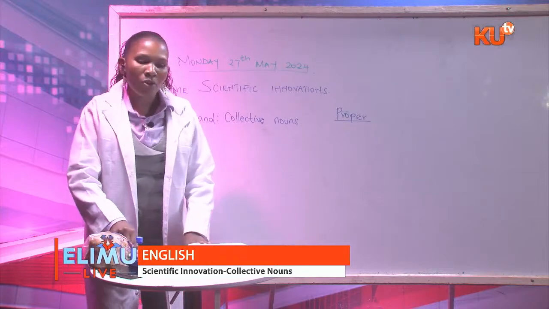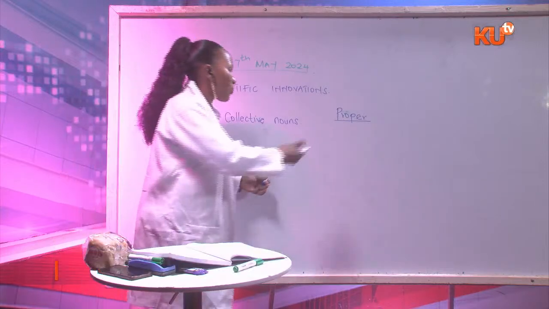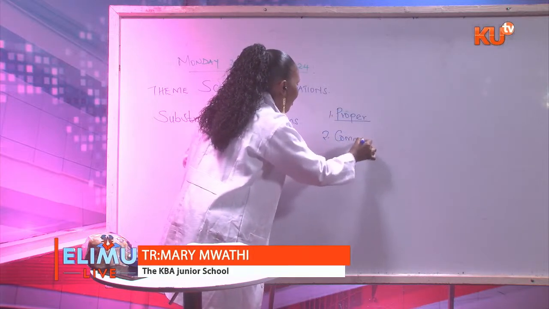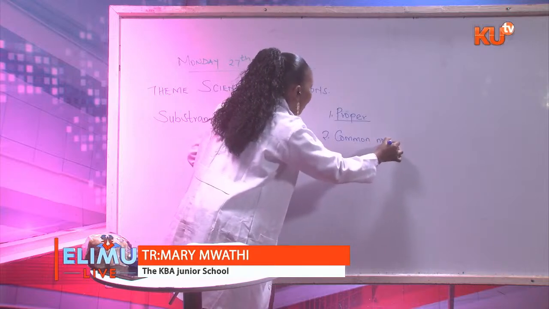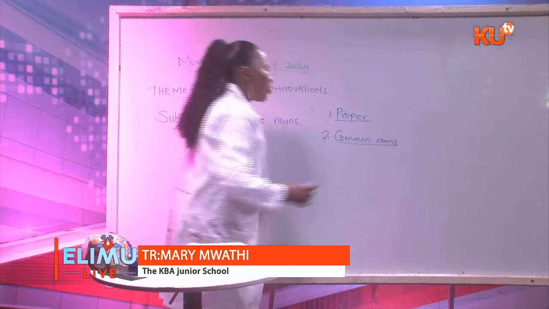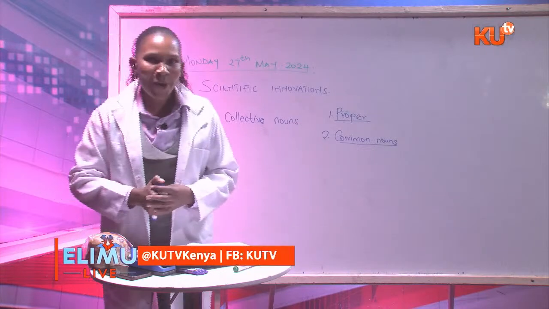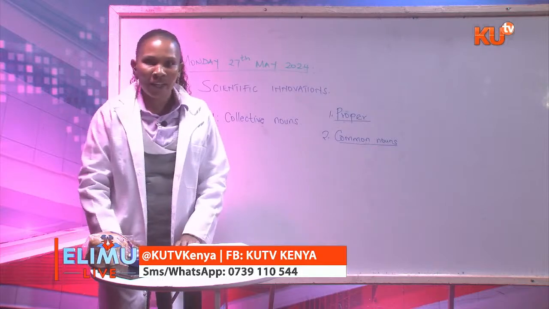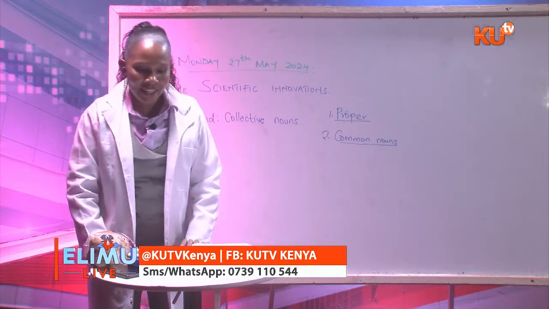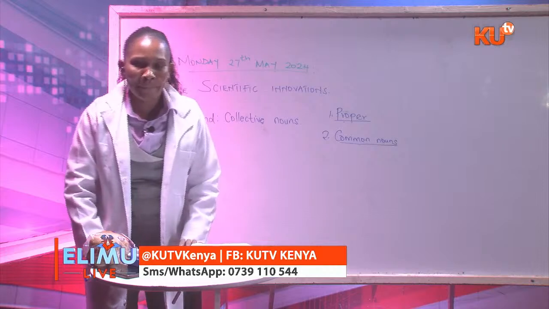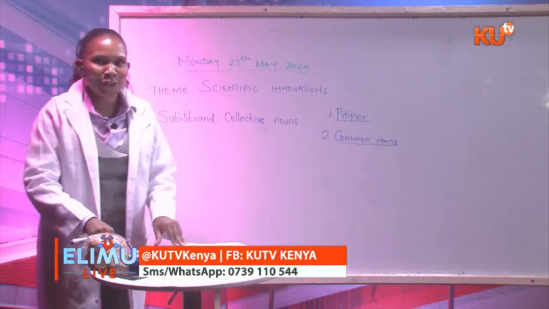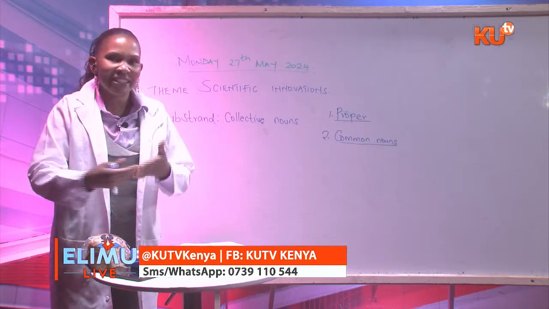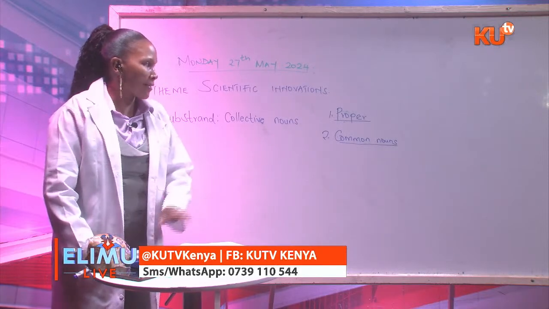We also have common nouns. Number two, we have common nouns. I know you all know what common nouns are. A common noun is a general term or name of a person or a thing, for example a paper, a pencil, a man, a fruit, etc. Those are common nouns. They give a general name for something.